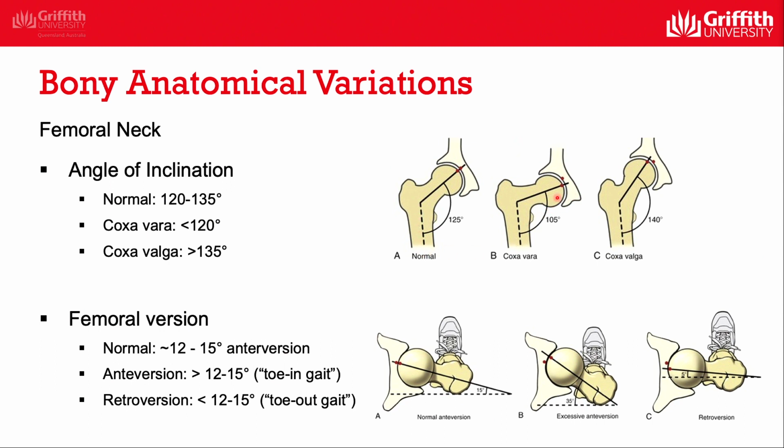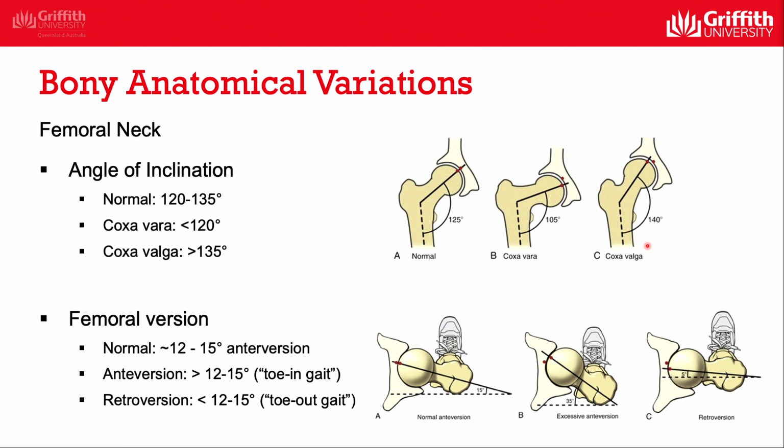If there is a reduced angle of inclination, this is called a coxa vara. Or if there is an increased angle of inclination, this is called a coxa valga. This increased coxa valga will reduce the efficiency of our hip abductor muscles.